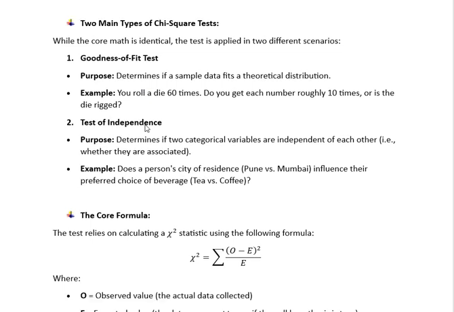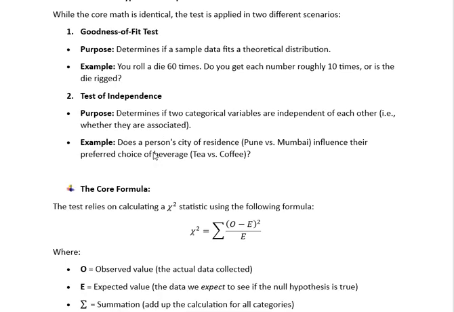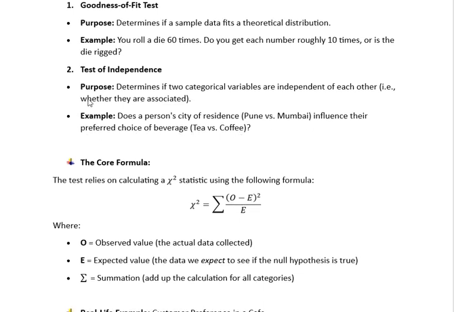Another one is the test of independence. Purpose: determines if two categorical variables are independent of each other, that is, whether they are associated. Example, does a person's city of residence, Pune or Mumbai, influence their preferred choice of beverage, tea versus coffee?